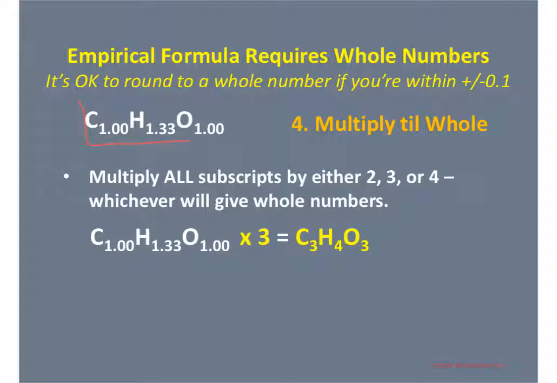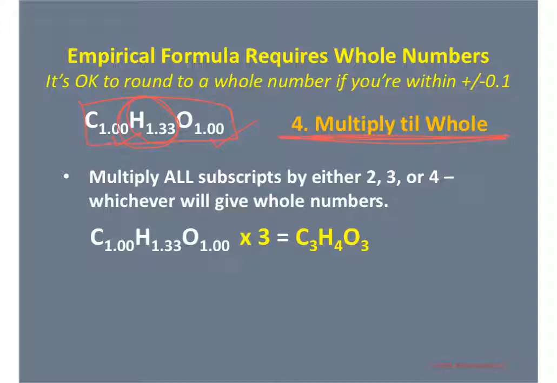So, for example, let's say you went through the first 3 steps and you ended up with whole numbers for carbon and oxygen, but hydrogen, you got a fractional. Then you go to step 4, which says multiply till whole. I want to tell you first, how do you know? I mean, you can round if you're very close to a whole number.